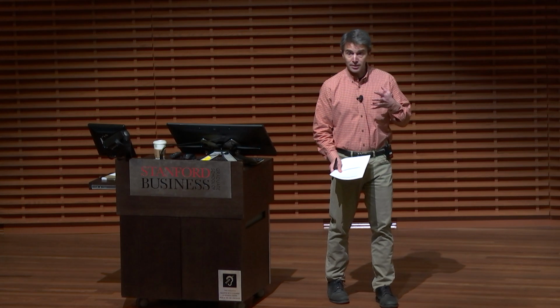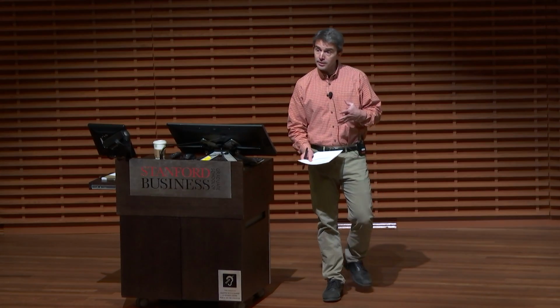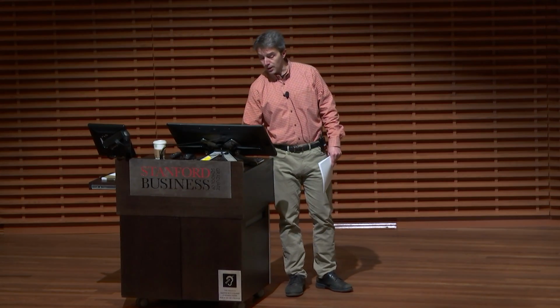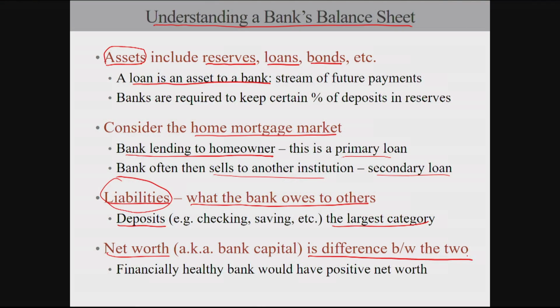And when assets are greater than liabilities, the bank has positive net worth. So net worth is the difference between assets and liabilities. Okay? And so here I'm just going to draw out an example of a bank balance sheet. Essentially, this is often written to have assets on the left and liabilities plus net worth on the right.